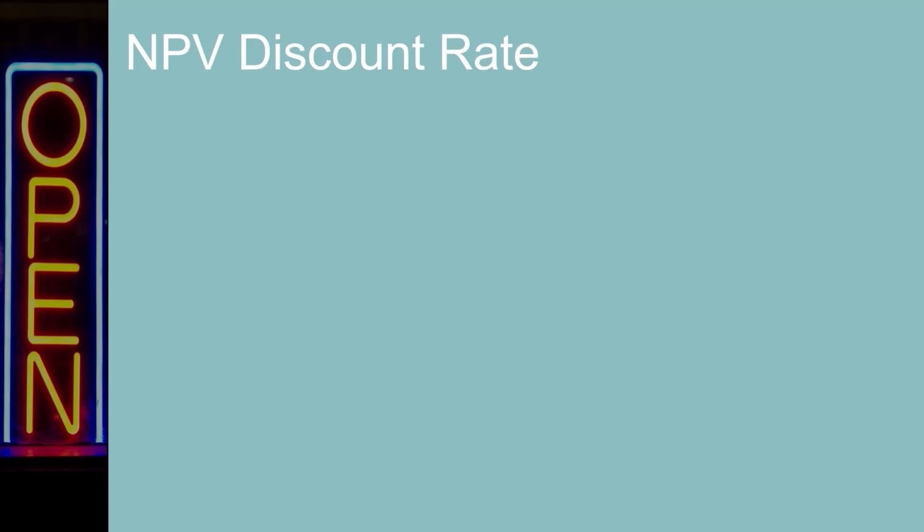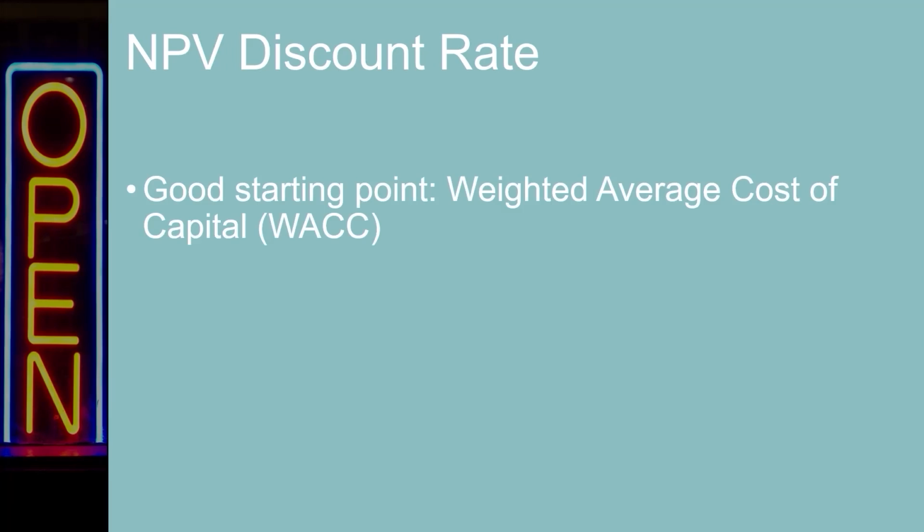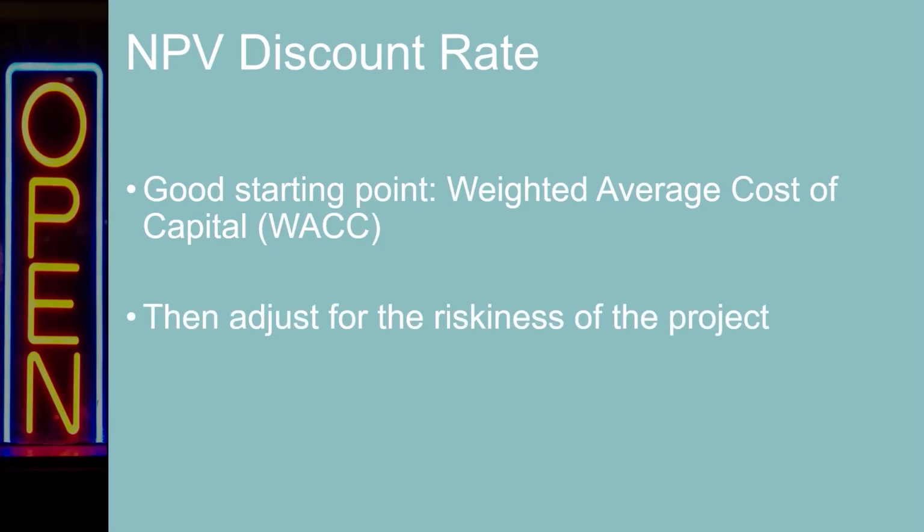What rate should you use? A good starting point is your weighted average cost of capital. In other words, what's the weighted average cost of the funds you will use? Let's say your owners expect a 10% return on their cash and you can borrow money at 6%. If the location is financed by cash, you would use 10%. If you were funding half of it with cash and half with debt, you may use 8%. You should then adjust that for the riskiness of the project. I'll talk more about that later.